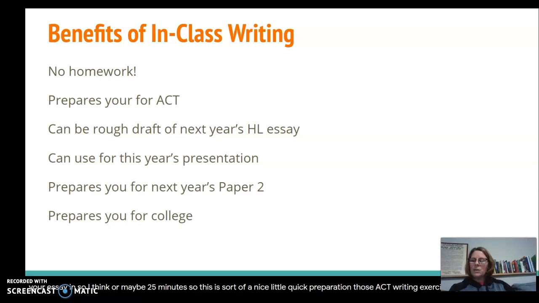We also get to use this potentially as a rough draft if you want for your next year's HL essay. That's exciting. You could use your thinking for this year's presentation in May. It's also going to prepare you for next year's paper 2, which is an in-class essay. And then lastly, it will prepare you for college because you will have in-class essays in college. So hopefully you will see the benefits of this activity.